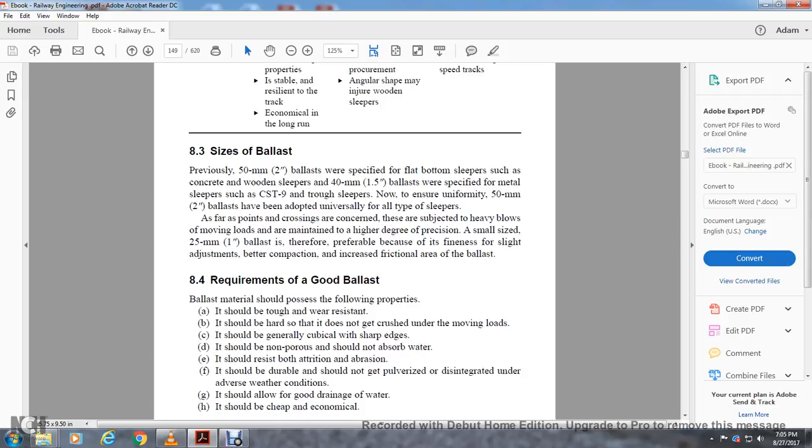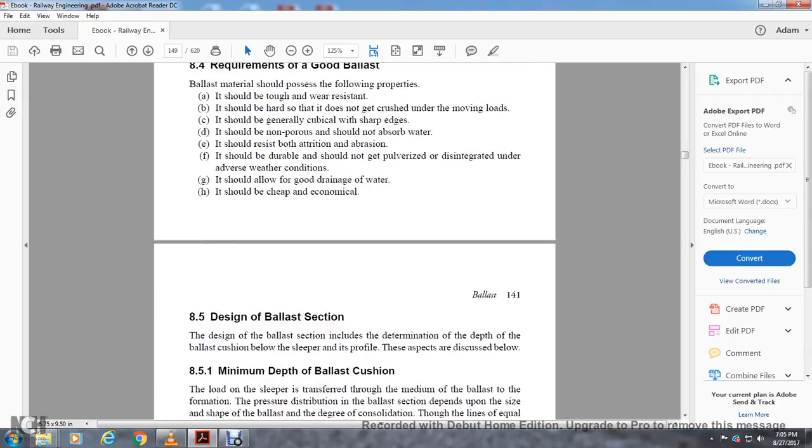It should not absorb water. It should resist both attrition and abrasion. It should be durable, and should not be pulverized or disintegrated in adverse weather conditions. It should always allow good drainage of water, and should be cheap and economical.